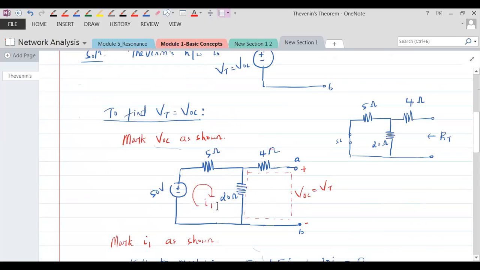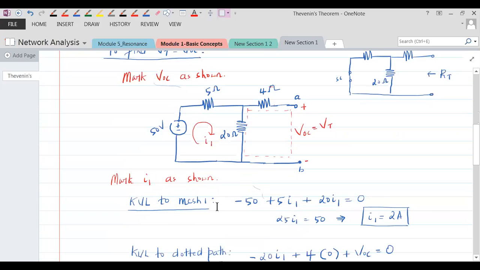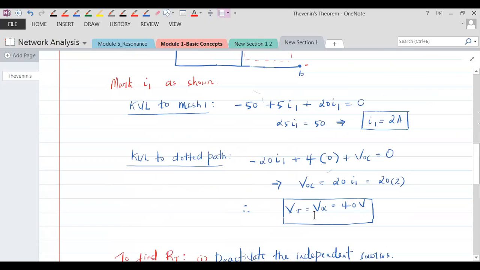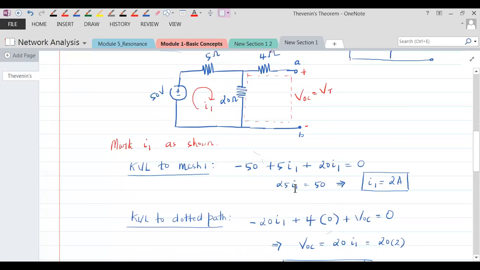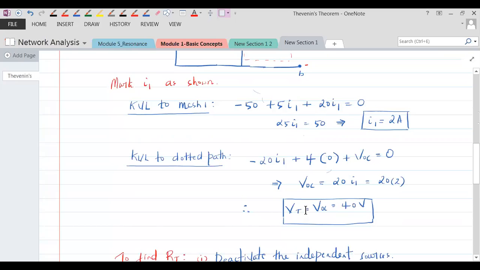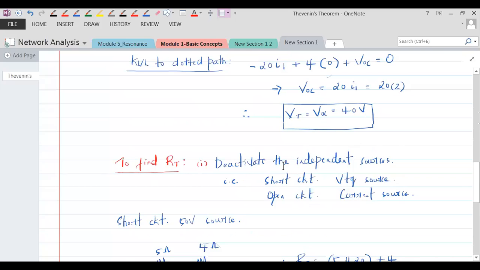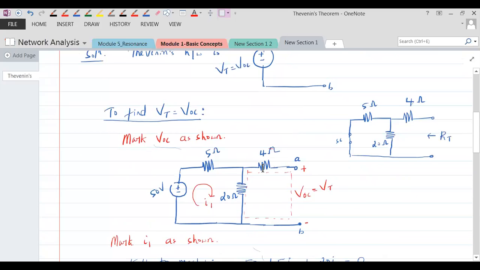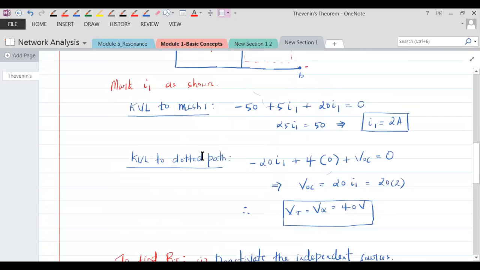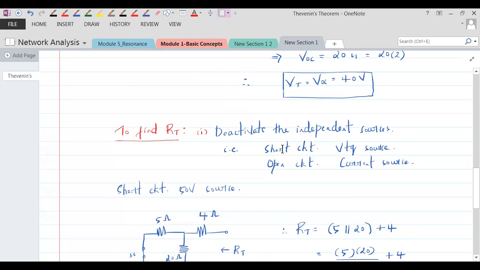But you should be smart enough to see which method takes the least time. That method you should go for. Fine. So time saving is very important here. So by mesh analysis we have found out our Thevenin's voltage, it is open circuit voltage. Then to find out RT, what did we do? We deactivated the independent sources. What is deactivating the independent sources? If you have a voltage source, short circuit that. If you have a current source, open circuit that.